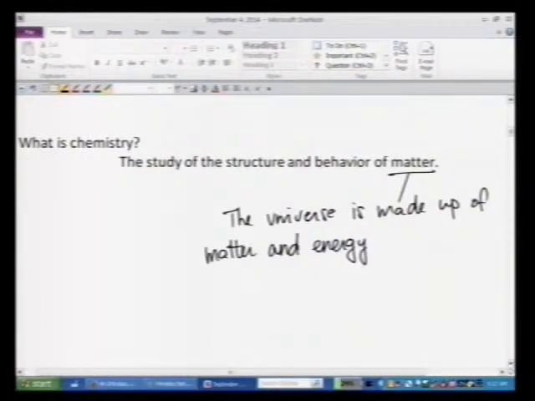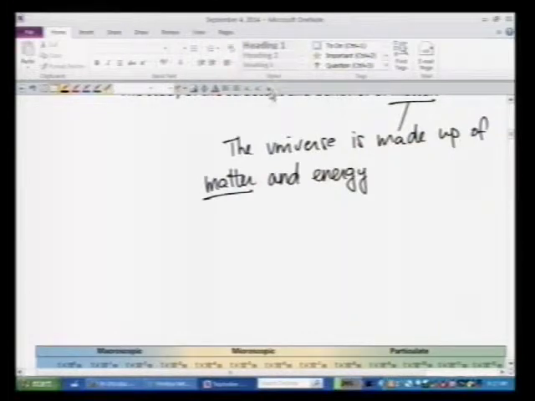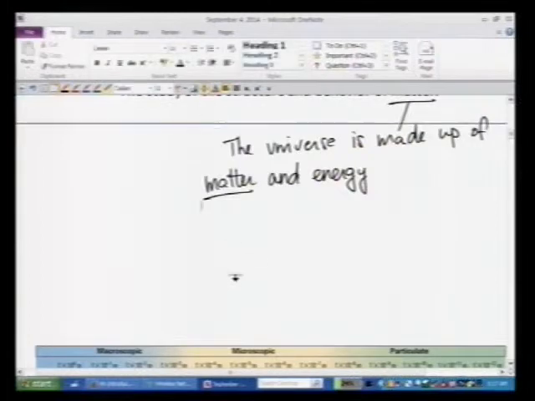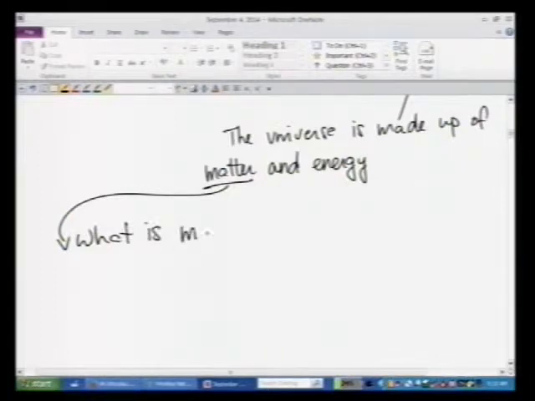Okay, I'll try and write a little bit bigger. Okay. So the universe is made up of matter and energy. Once again, we're still focusing on matter. Okay, then we get, what is matter? Okay, so matter is all of the physical substances around us.